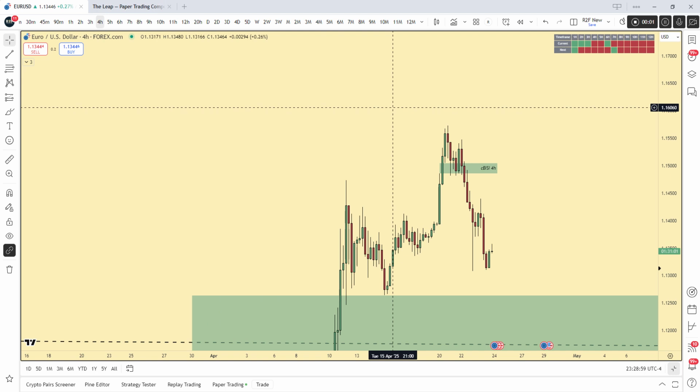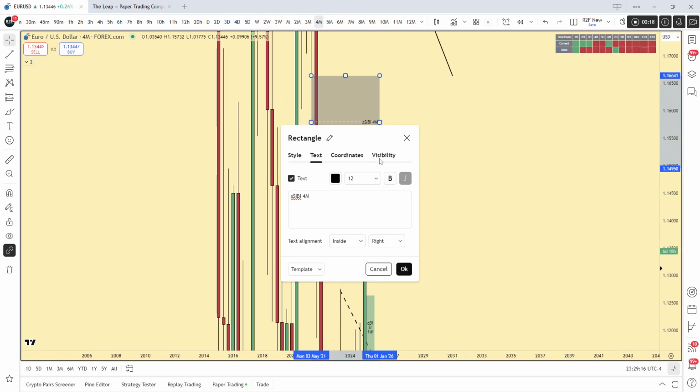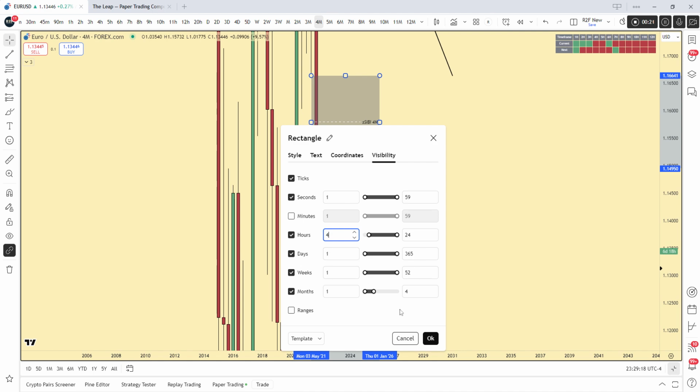Okay, let's do a quick Euro USD review. What's been happening, what happened yesterday, and how a trade could have been framed as well. So we recently came into this 4-month gap over here. I'm just going to make it visible. Let's see on the 4-hour.